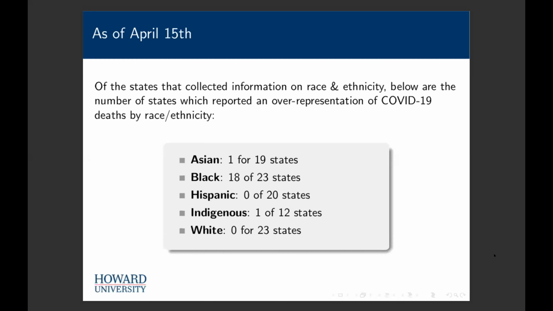Hispanic, 0 of 20 states. One thing to note for Hispanic and Indigenous is while they weren't overrepresented for COVID-related deaths, they were overrepresented for COVID-related cases at this time. Indigenous, it was 1 of 12 states. I believe that was New Mexico. And for individuals that were identified as white that passed away from COVID, it was 0 of 23 states that were overrepresented.